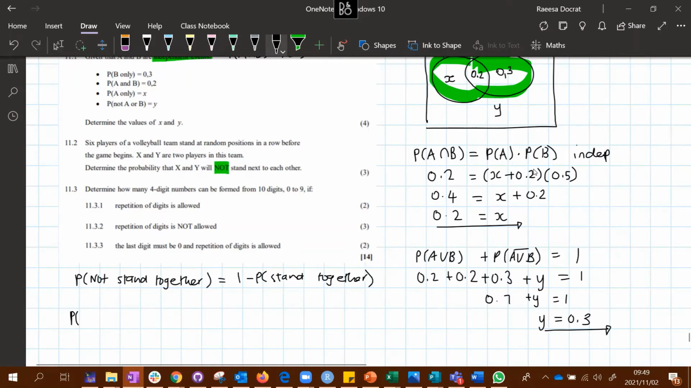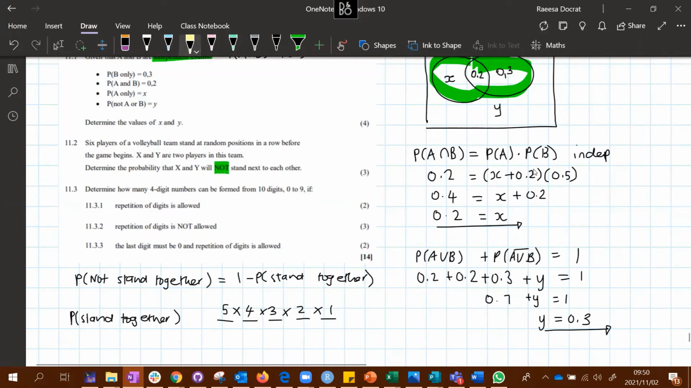So the probability that they stand together. To find that, what we're going to do is treat them as one person. X and Y you treat as one person. So you have 1, 2, 3, 4, 5. Instead of having 6 people to arrange, you have 5. So in the first position, you have 5 ways. In the second position, you have 4 people, 3 people, 2 people, 1 person. So this here is arranging the 5 people where X and Y are considered one person. That way they're always together.